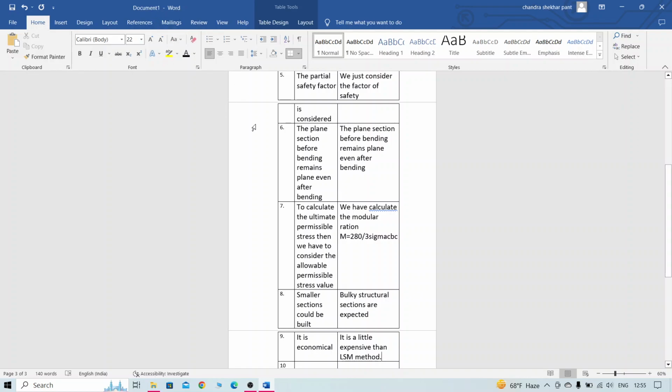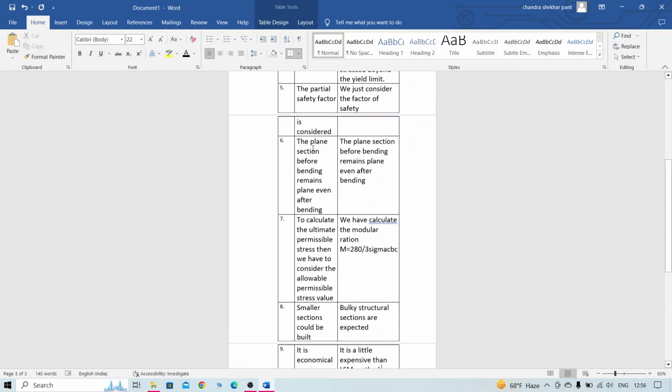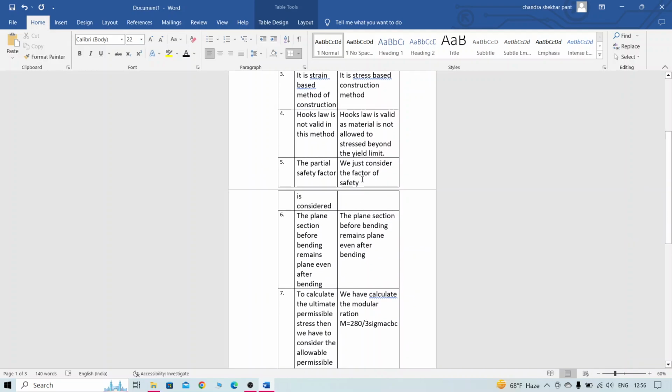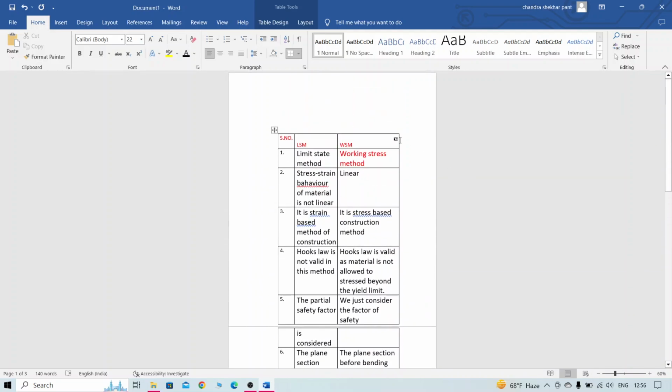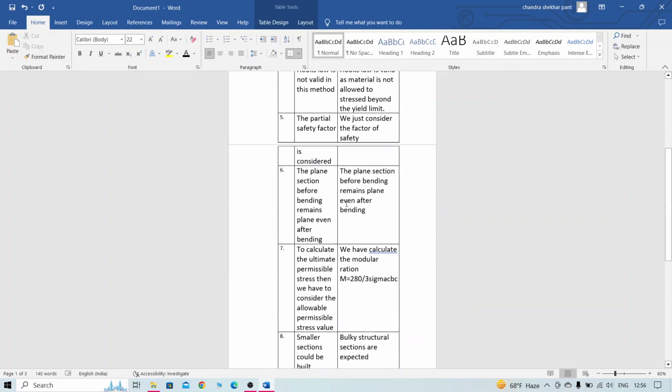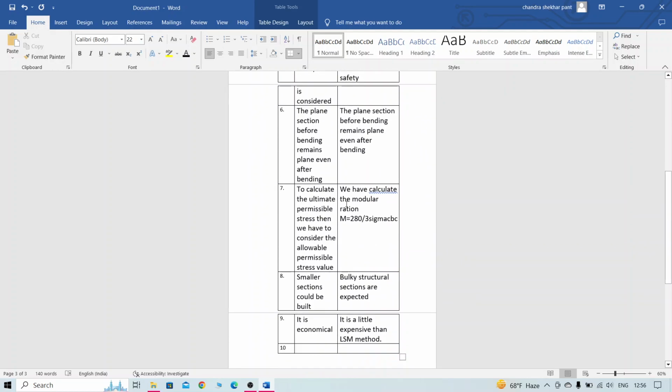In this topic we have discussed some of the differences between LSM and WSM. These are simple points, so one can easily go through them and get some ideas. In the next topic we shall discuss the design of RCC beams, columns, slabs; everything we're going to be discussing in the days to come.